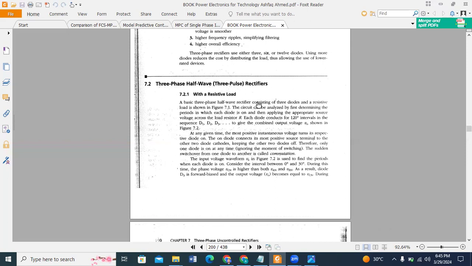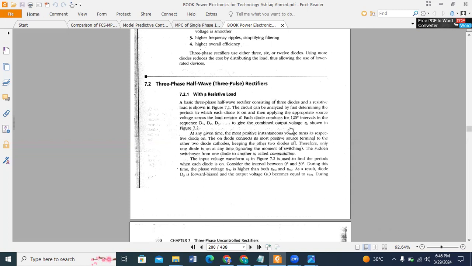So coming towards today's topic, the resistive load of the three phase half wave three pulse rectifier. The basic three phase half wave rectifier consists of three diodes and a resistive load, which will be discussed in the coming diagram. The circuit can be analyzed by first determining the period during which each diode is on, then applying the appropriate source voltage across the load resistor. So the load used in this half wave rectifier is a resistive load.